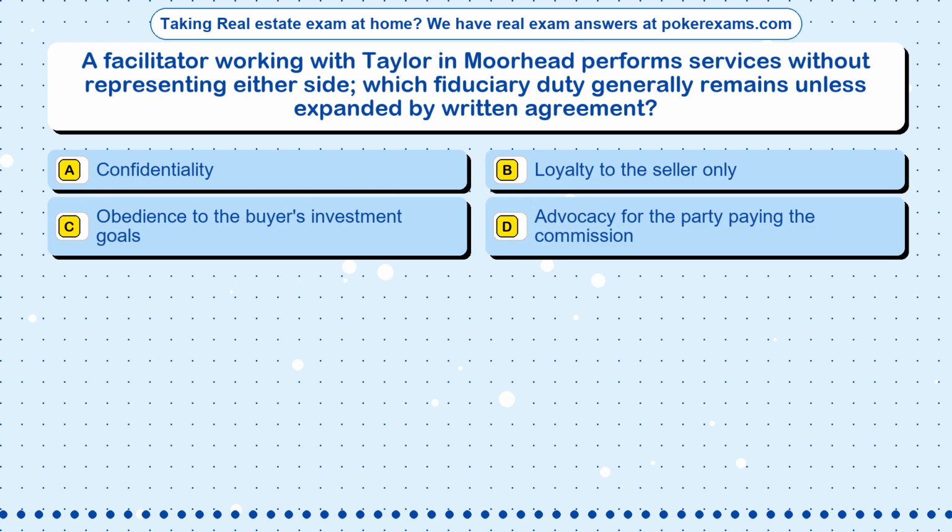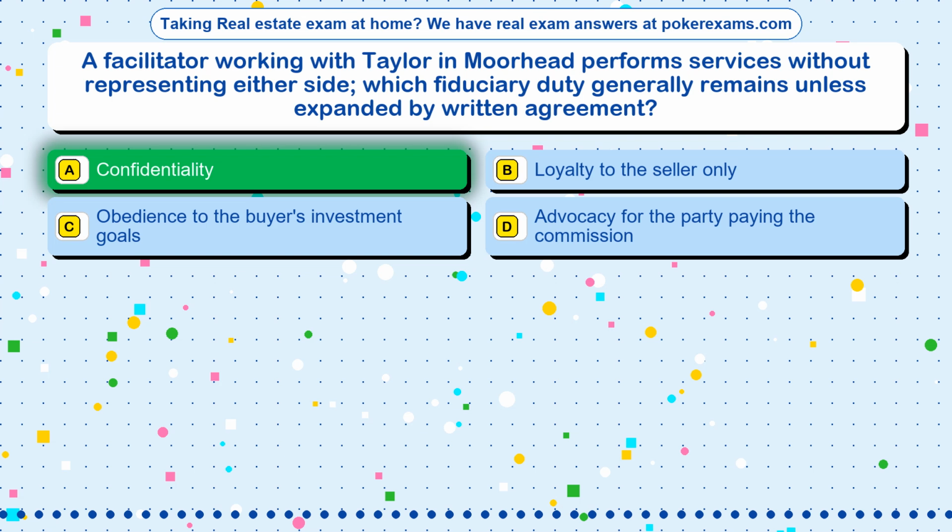Question 33. A facilitator working with Taylor and Moorhead performs services without representing either side. Which fiduciary duty generally remains unless expanded by written agreement? Option A, confidentiality. Option B, loyalty to the seller only. Option C, obedience to the buyer's investment goals. Option D, advocacy for the party paying the commission.